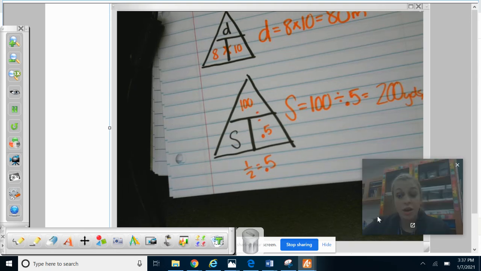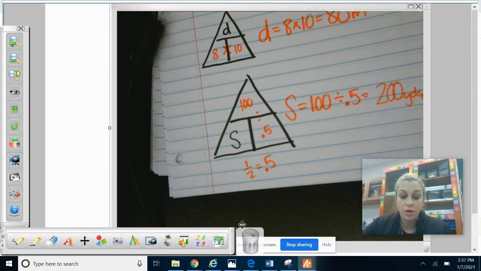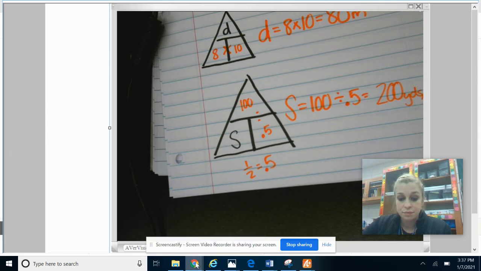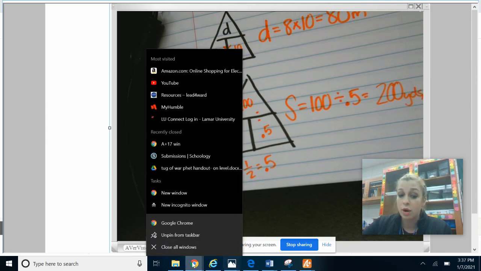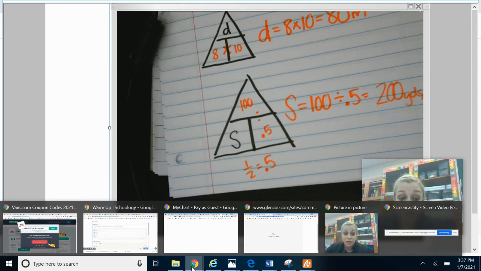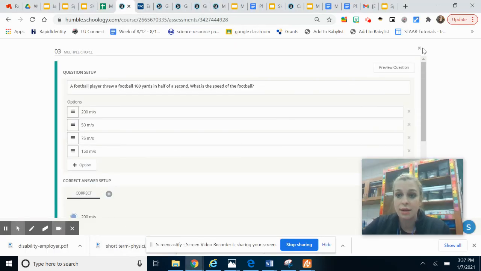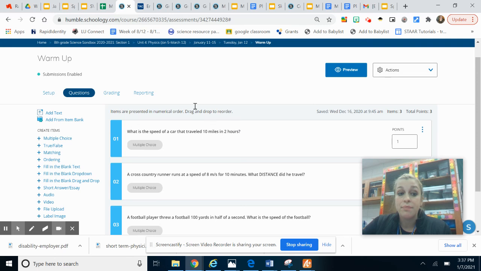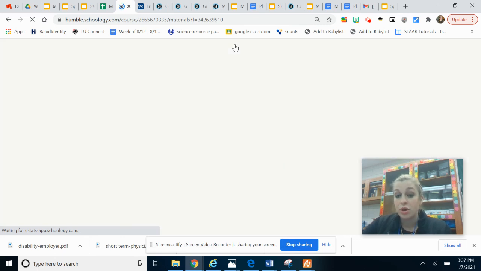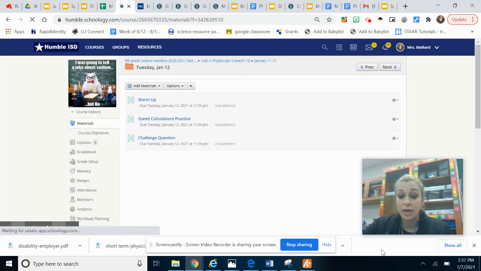Okay, so now on your assignment, you are going to be practicing more speed problems. And you might be solving for speed, you might be solving for distance, you might be solving for time. That is why I would always draw the triangle. If you draw the triangle, you're not going to make a careless mistake. So drawing the triangle helps make sure you don't make any careless mistakes.